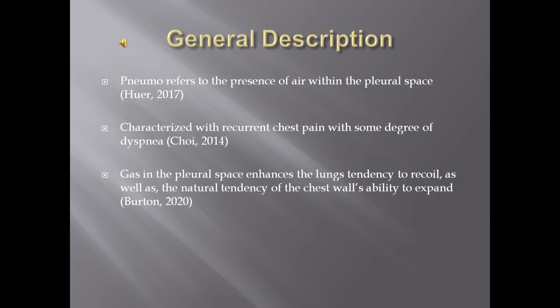Once this gas is in the pleural space, it enhances the lungs' tendency to recoil, as well as the natural tendency of the chest wall to expand. Naturally, the pressure inside your pleural space resides at roughly -5 centimeters of water pressure, until gas or positive pressure violates the tranquil conditions of cardiopulmonary harmony. There's a number of things that could disrupt this harmony, such as fluid, but in this case we're talking about gas.